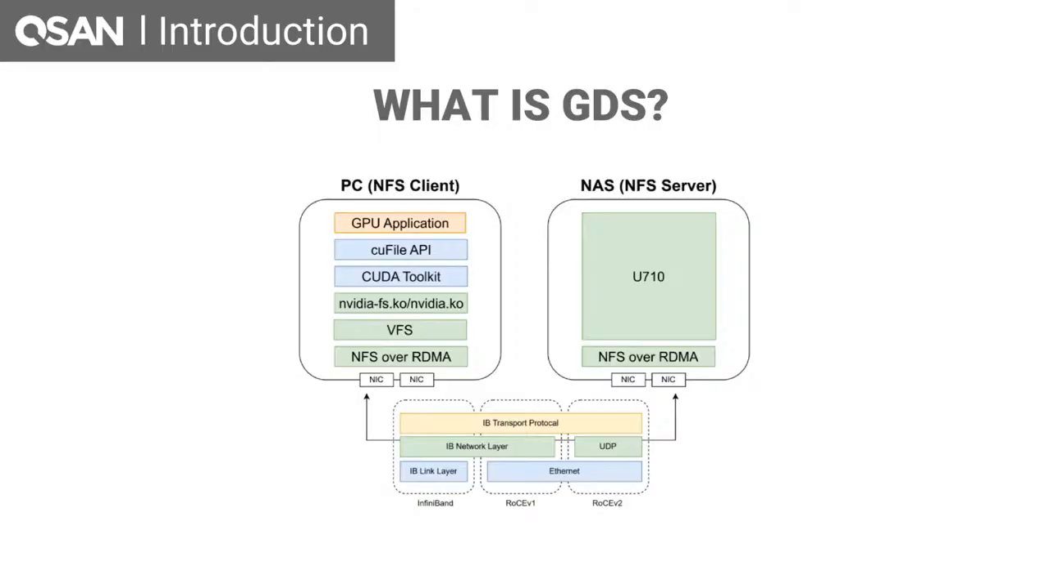GPU begins processing. GDS optimized flow: GPU issues a DMA request. Data transfers directly from NVMe SSD or NFS over RDMA into GPU memory. No CPU memory staging. Faster data availability and reduced CPU load.